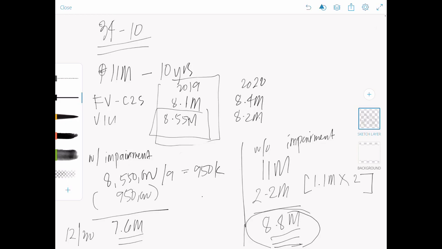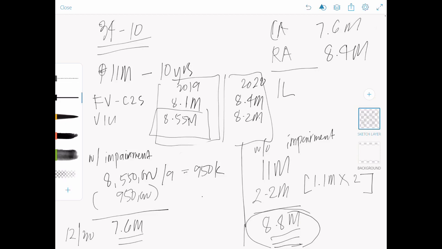So back to the basic formula of getting the impairment loss. So we have here the carrying amount, the recoverable amount, and then the total of the impairment loss. In this case, the recoverable amount is whichever is higher again of these. The higher is fair value less cost to sell, which is the 8.4 million. And then again, we are going to use the 7.6 million as our carrying amount because this is lower than 8.8 million.